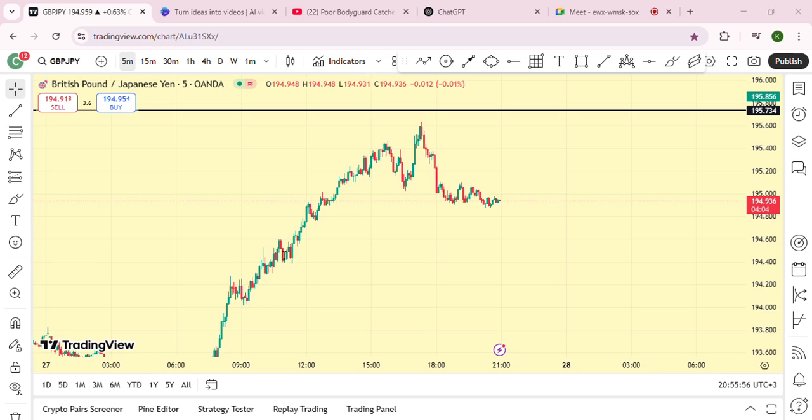So if you have placed a buy and the trade goes on your side, you're good to go. But if it goes against you, you are going to start making losses.